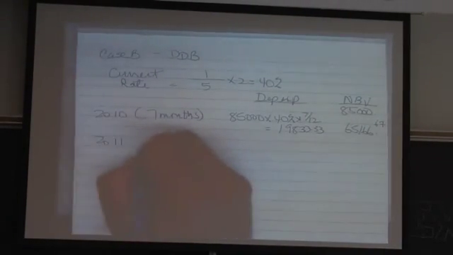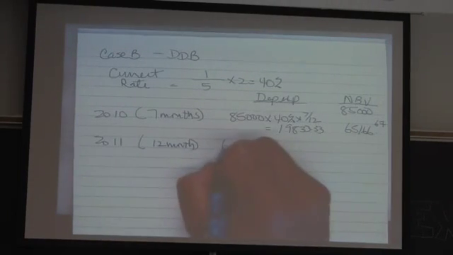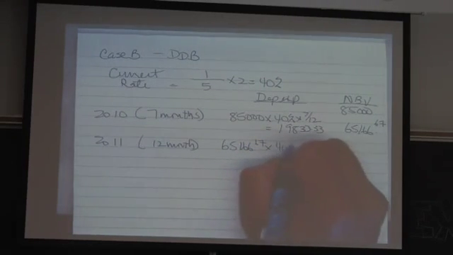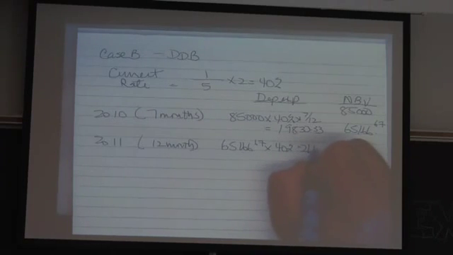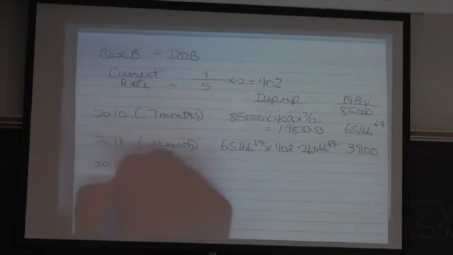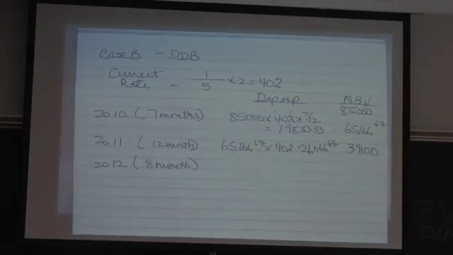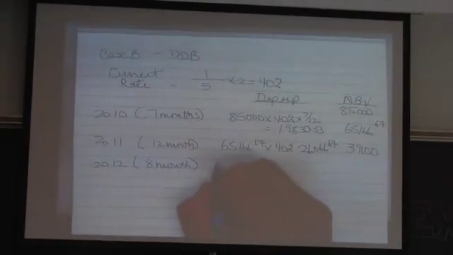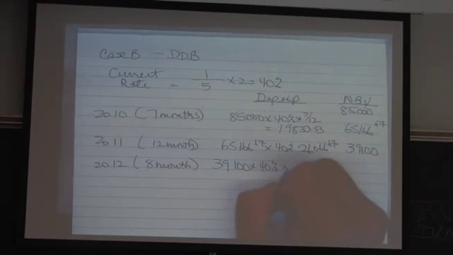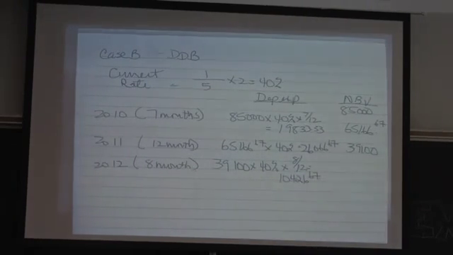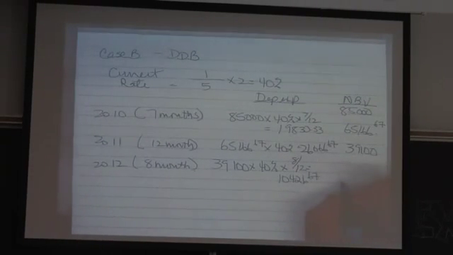And for 2011, 12 months, 65,166.67 times 40%. 26. Now for 2012, it's only 8 months because the change happens on September 1st. So this one is going to be the net book value times 40% times 8 over 12. That's 10,426.67. Net book value will be the difference between these two, which is 28,673.33.